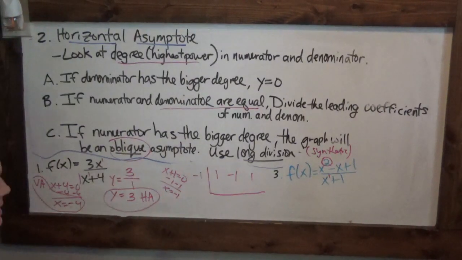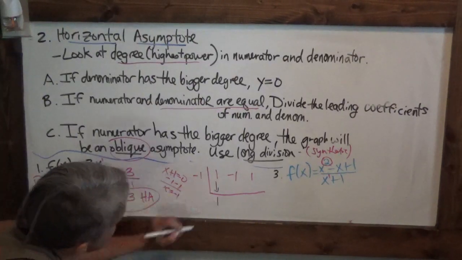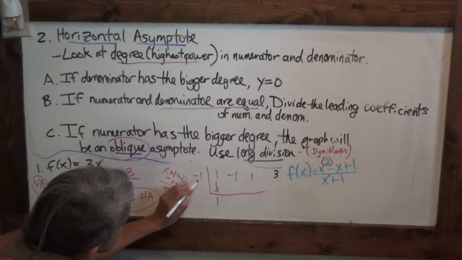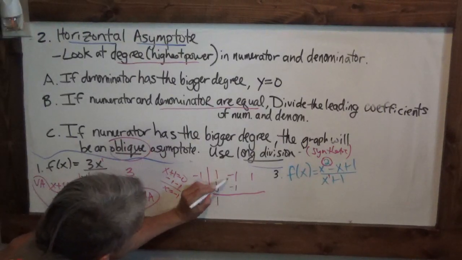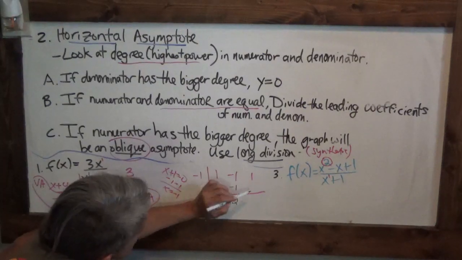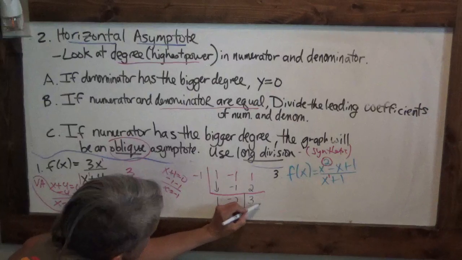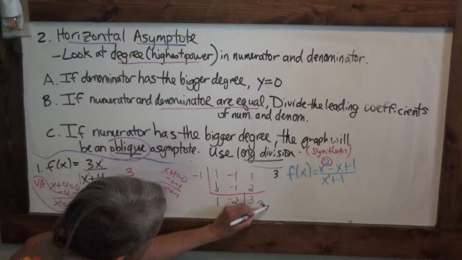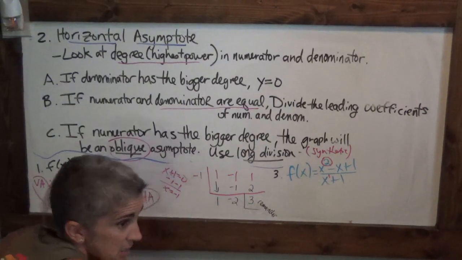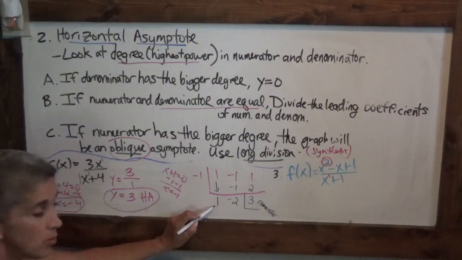Alright, what was the process? Always the first one comes down. We multiply, 1 times -1 is -1. Add these two together, we get -2. -2 times -1 is +2. 2 plus 1 is 3. This last number is the remainder. So the remainder can't be the asymptote. The oblique asymptote here is this answer over here.